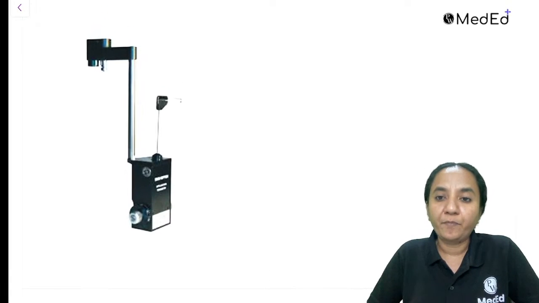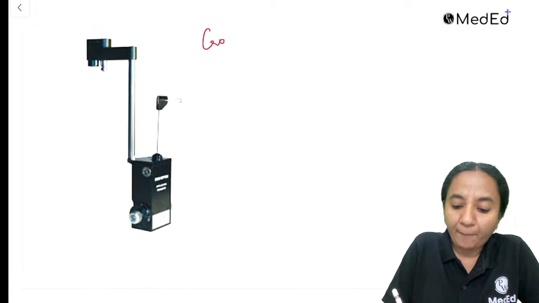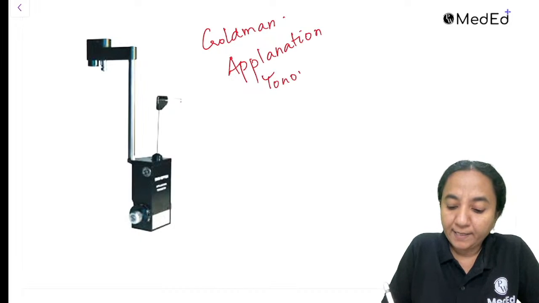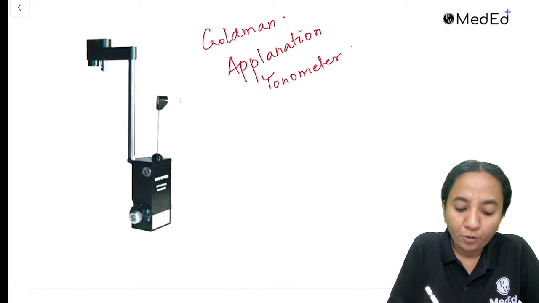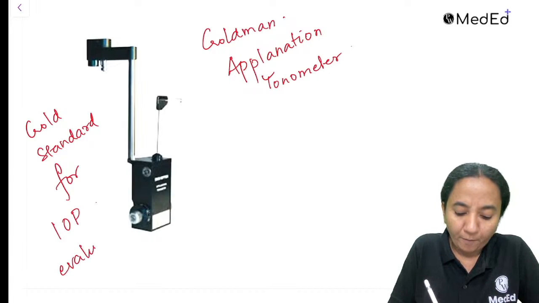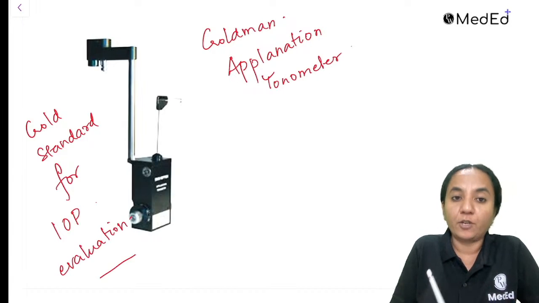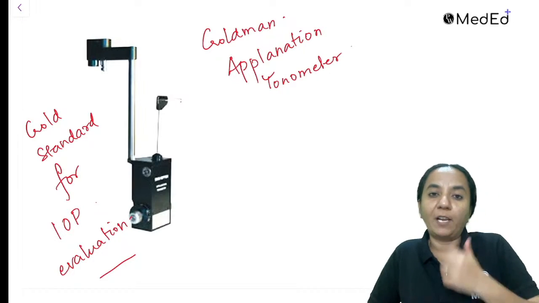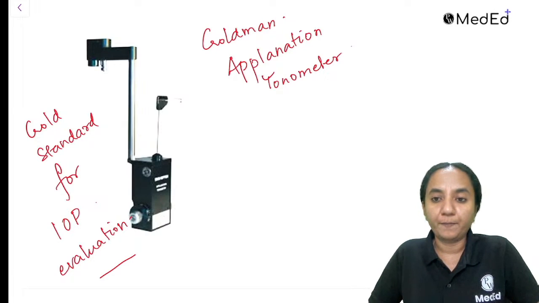What is this? This is the Goldman applanation tonometer. And what is the Goldman applanation tonometer used for? This is the gold standard for measuring intraocular pressure or IOP. Intraocular pressure evaluation, that is for measurement of eye pressure. So the gold standard tonometer, or gold standard for IOP evaluation, is your Goldman applanation tonometer.